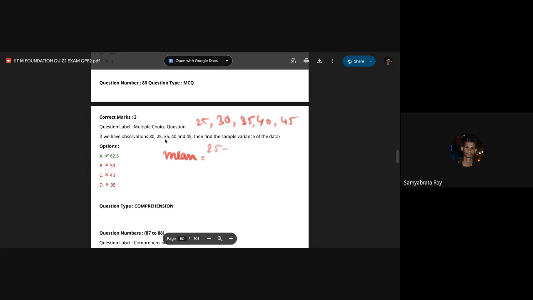So if we sum them all and divide it by the number of observations, it will be nothing but 20 plus 85 by 5. I guess I'm doing it correct. 175 by 5. What will be the answer? 35, right? Which is giving me the central value.